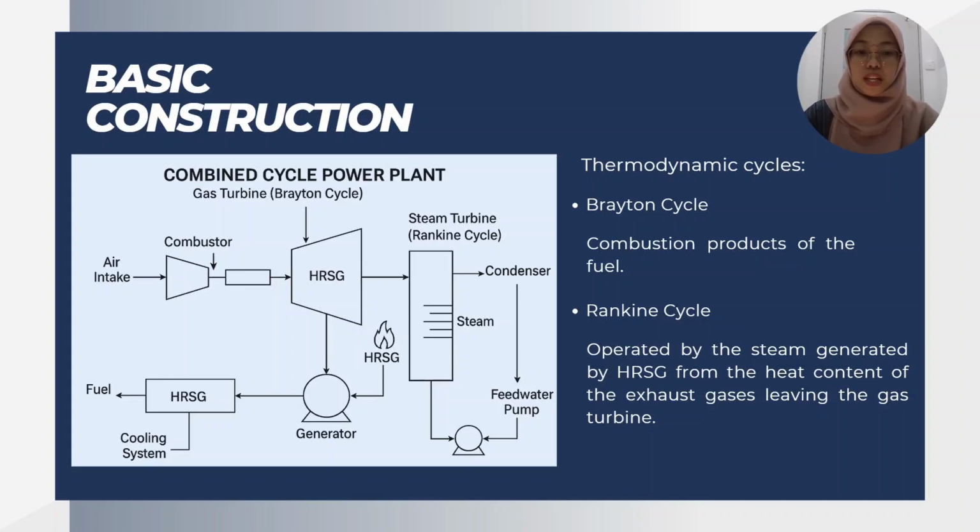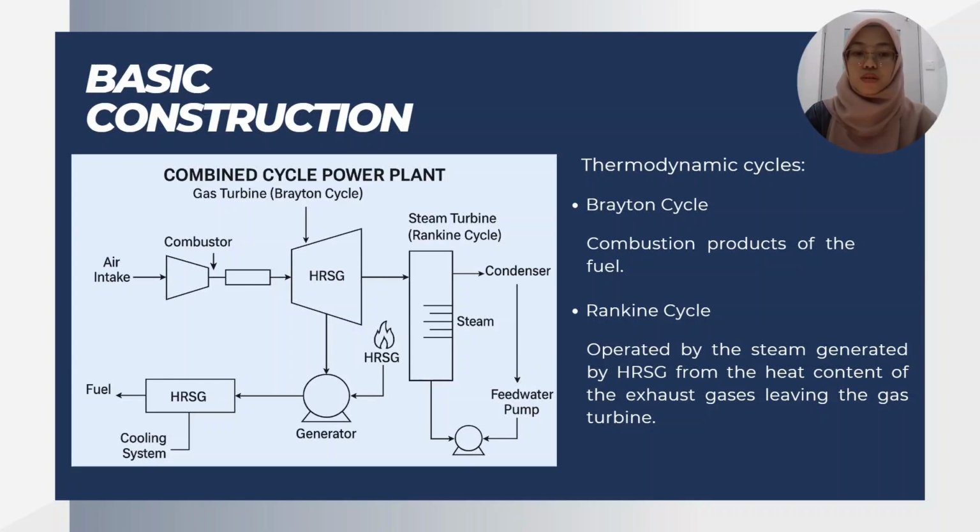First, air is taken in through the air intake. It is compressed in the compressor. Then it enters the combustor, where it mixes with fuel and is burned. The hot combustion gases expand through the gas turbine, generating mechanical power and driving the generator to produce electricity. But instead of wasting the hot exhaust gas, we recover it.